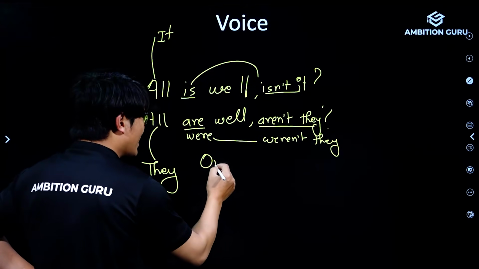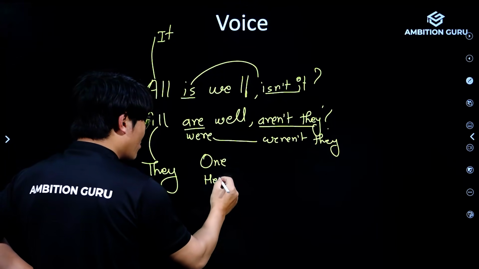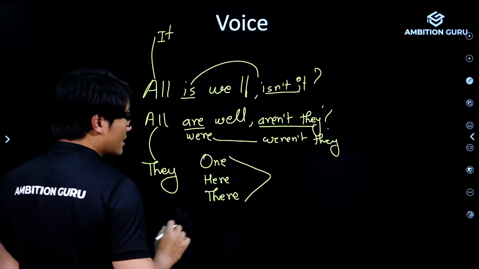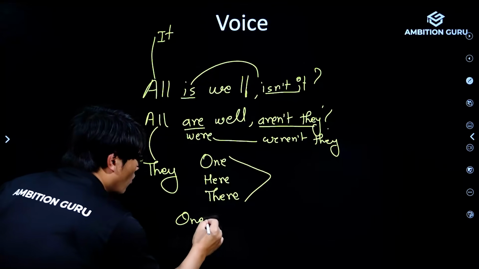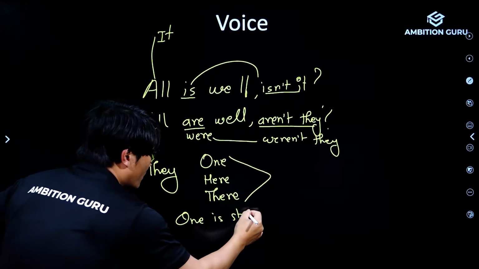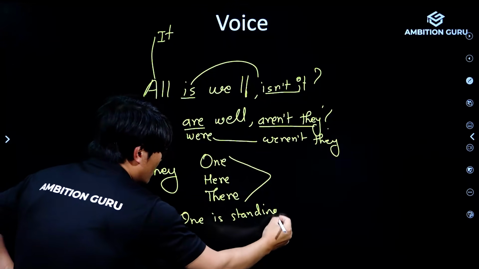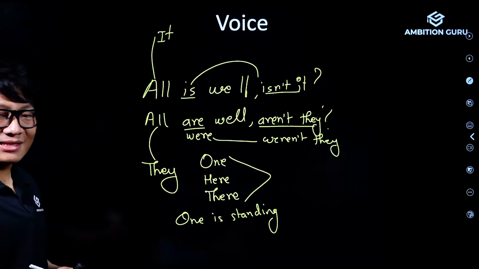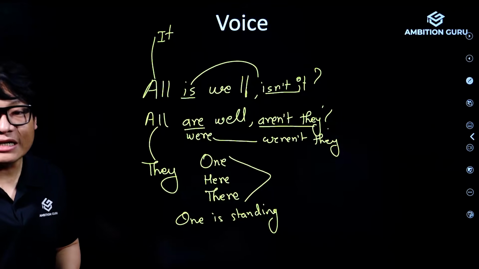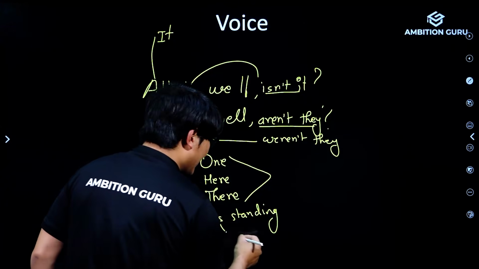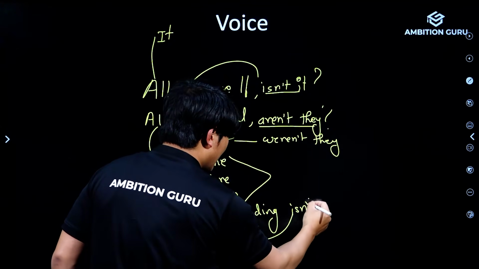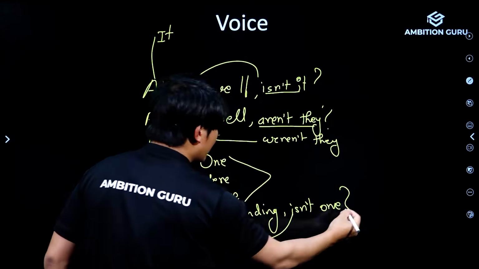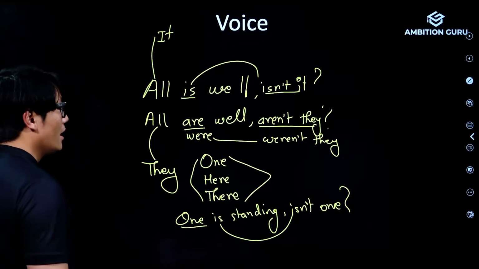We know that one and there, sorry, here and there, they remain the same. Like one is standing. So the answer is what? Isn't one. It should be isn't here, and obviously one should be here, because we don't change them into any pronoun.